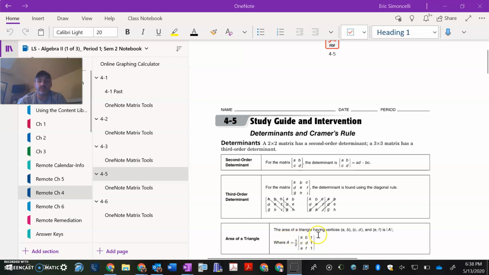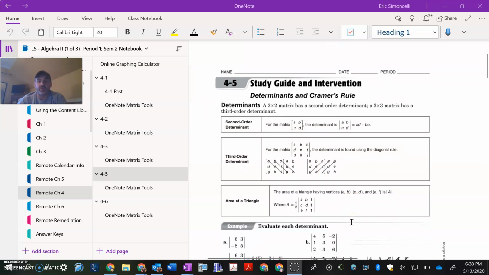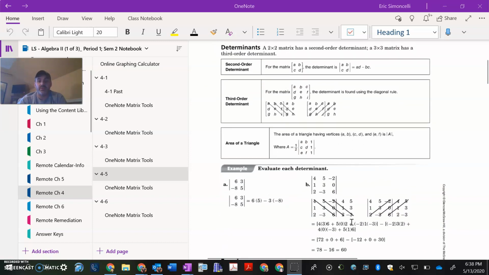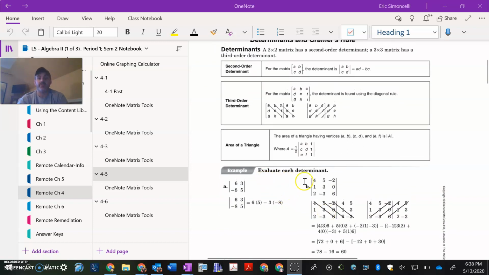You're going to be able to do this using the diagonal rule, or you're going to be able to do this using your calculator. We'll talk about both here. Let's take a look. The example that follows, parts A and B. Part A, evaluate each determinant. You've got a 2x2, 6, 3, negative 8, 5.